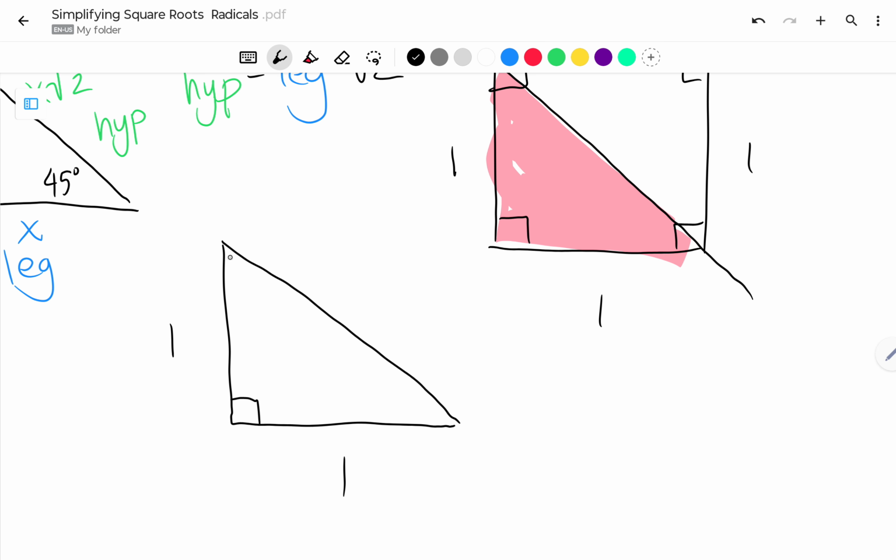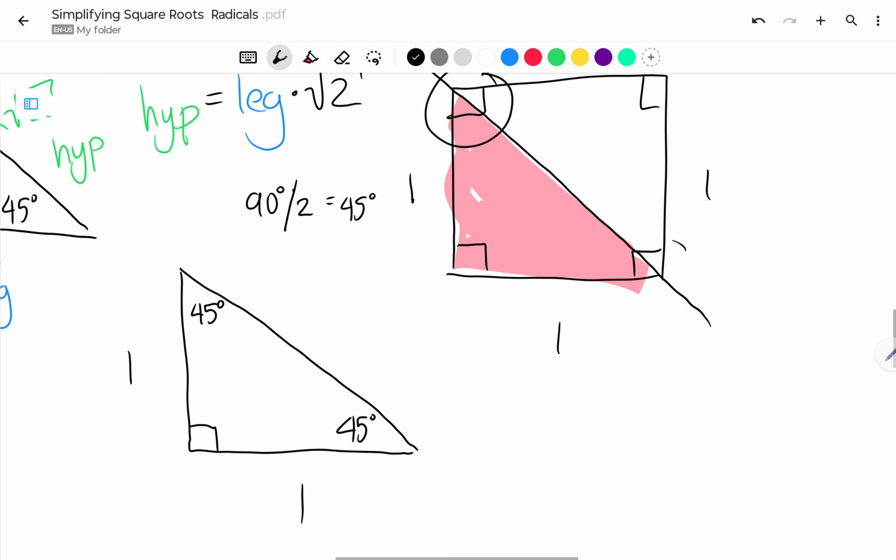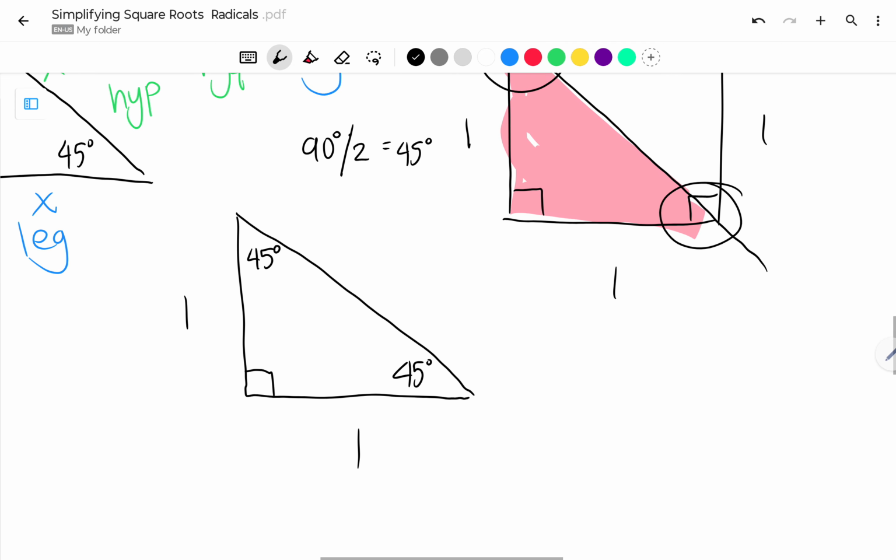And this angle right here has to be 45 because if you cut 90 in half, if you divide that by 2, you get 45 degrees. So this was 90 degrees, you're cutting it in half, so that's 45, and this is also 45 down here. Okay, let's figure out what this side is going to be. What is this side going to be equal to? Let's call it question mark for now.